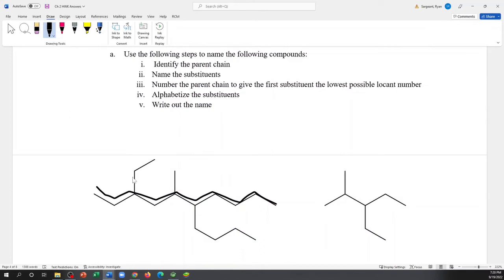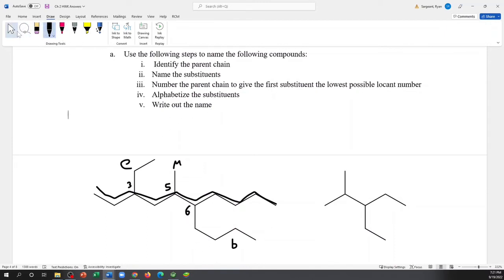Then we name the substituents. So this is an ethyl group right there. This is a methyl group, and this is 1, 2, 3, 4. So that's a butyl group right there. And then we're going to number the parent chain to give the first substituent the lowest possible locant number. If I start from the left side, my first substituent occurs at the 3 position. If I start from the right side, my first substituent occurs at the 5 position. We want the first substituent to have the lowest possible number, so I'm going to call this the numbering pattern. The 1, 2, 3, 4, 5, the methyl group shows up at 5, and the butyl group is at 6.